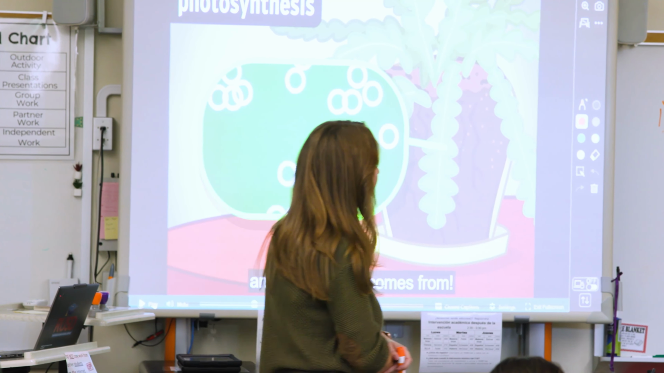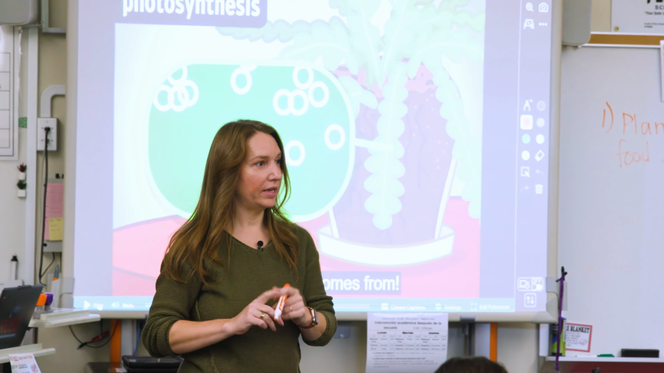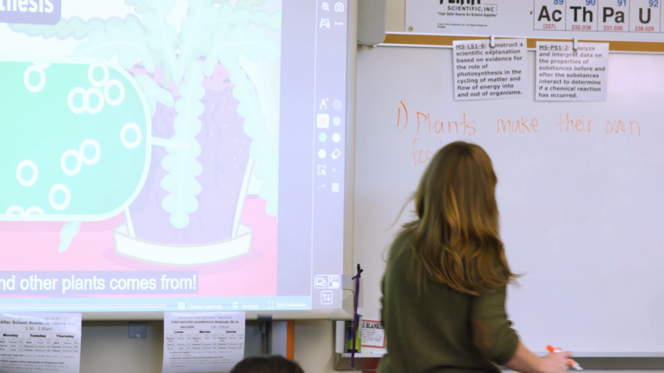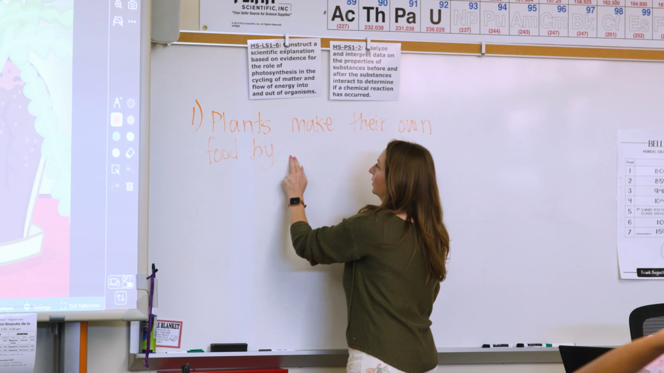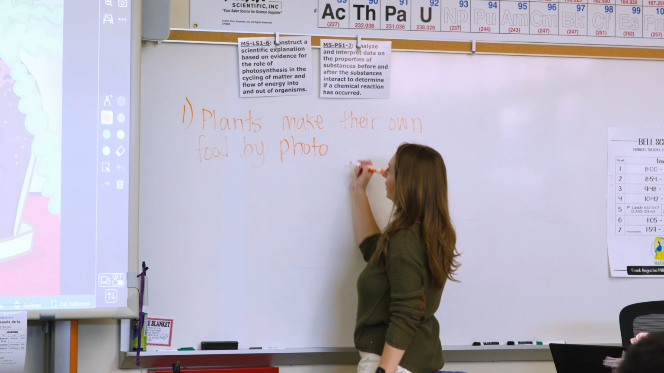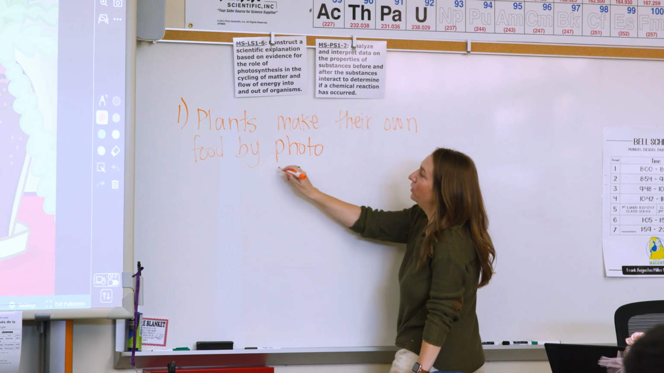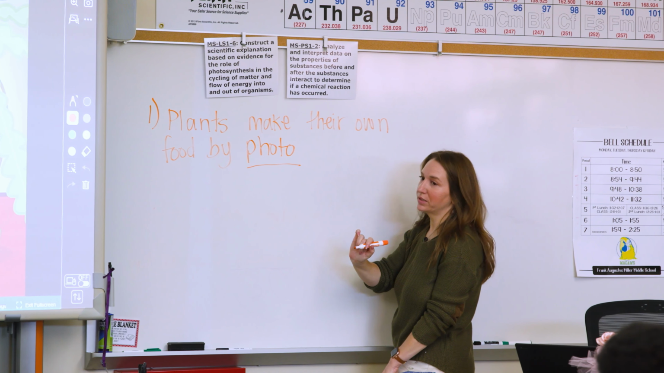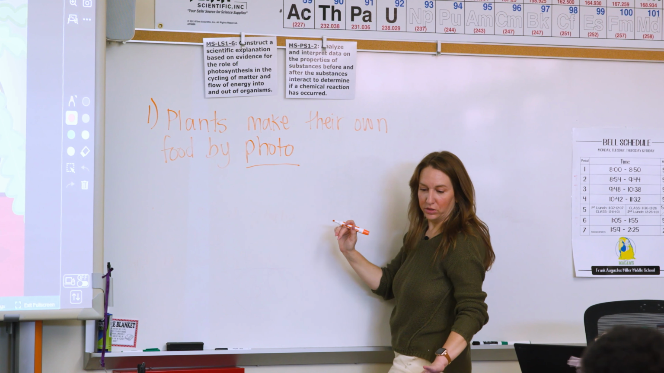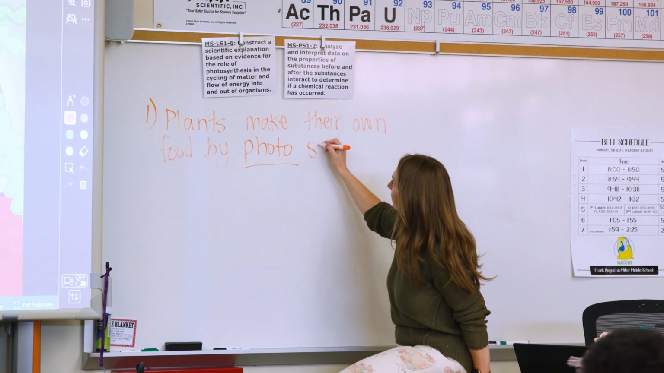Plants make their own food by, okay, water's part of it. Photosynthesis, yes, good, okay. Photosynthesis. Let's spell it correctly. We've got that root word photo. Photo means light, okay? So they're using light to do this process.